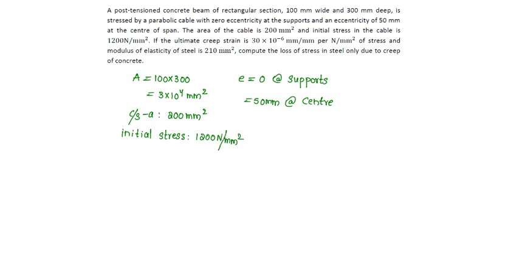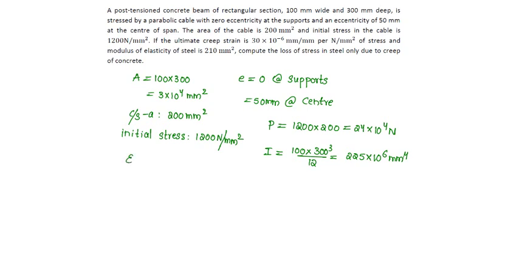So the prestressing force in the cable will be equal to 1200 × the cross-section area, that is 200, so that will be equal to 24 × 10^4 N. Then I, the moment of inertia of the section, will be equal to BD³/12, where B is 100, so 100 × 300³/12, that will be equal to 225 × 10^6 mm⁴.